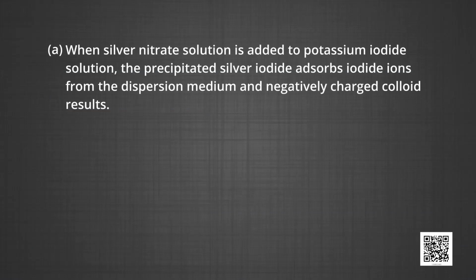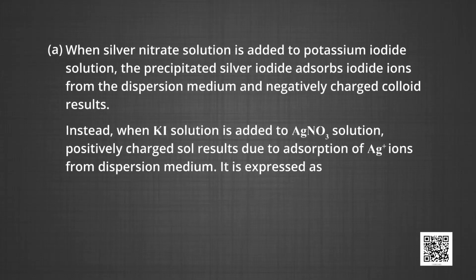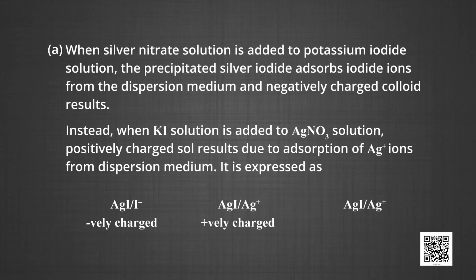A. When silver nitrate solution is added to potassium iodide solution, the precipitated silver iodide adsorbs iodide ions from the dispersion medium and negatively charged colloid results. Instead, when potassium iodide solution is added to silver nitrate solution, positively charged sol results due to the adsorption of Ag+ ions from dispersion medium. It is expressed as AgI/I-, which is negatively charged, and AgI/Ag+, which is positively charged.